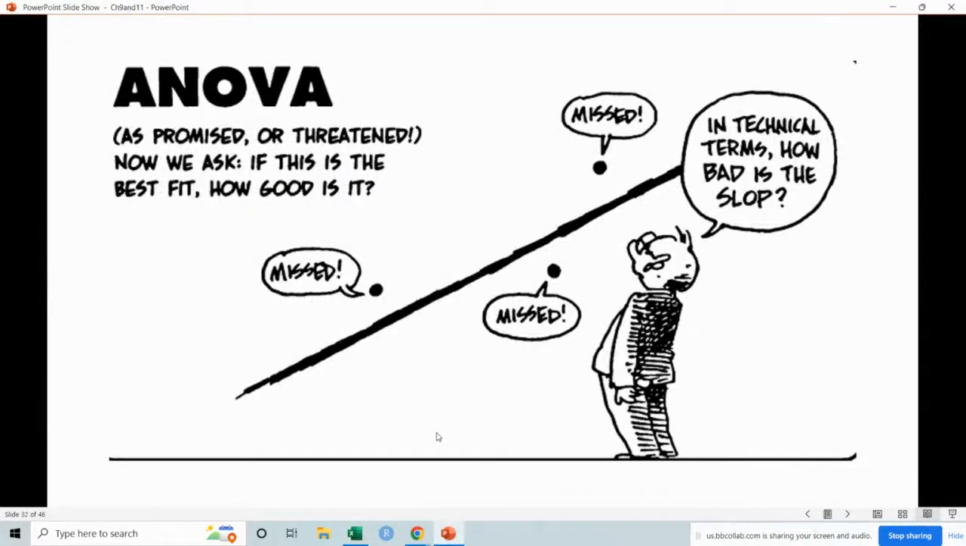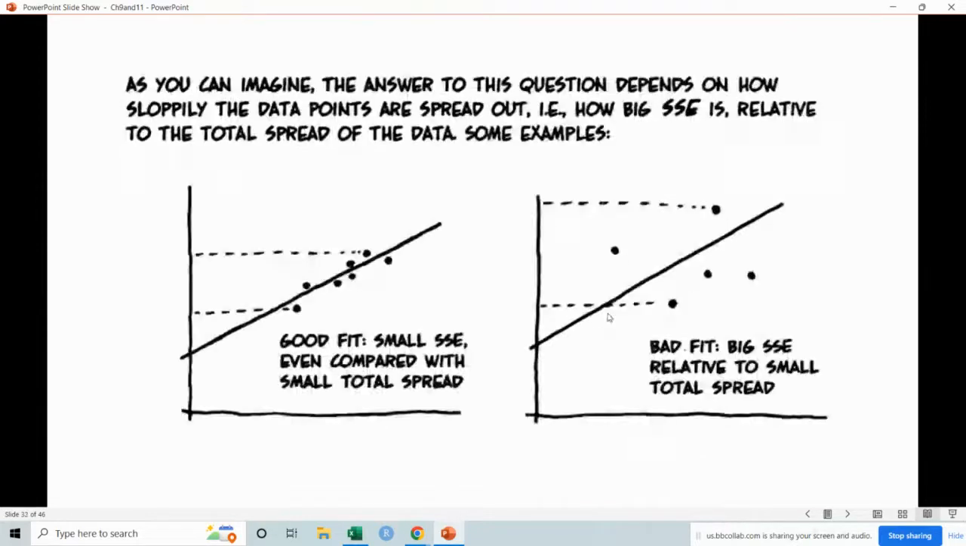Okay, so Anova. We're going to come back to Anova now, as promised. So now we ask, if this is the best fit, how good is it? That's why I was saying we have to look at that F test to see, is this even worth looking at? So in technical terms, how bad is that slope? This is why Anova and regressions are run together.